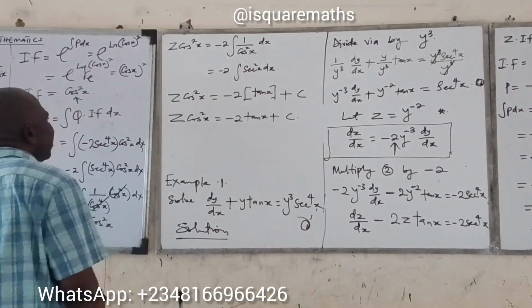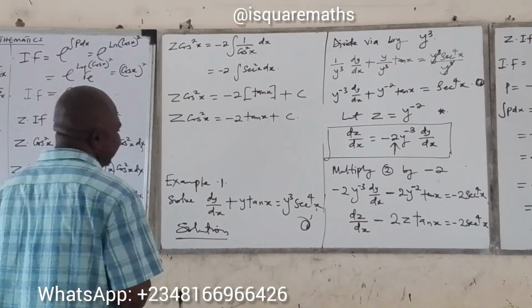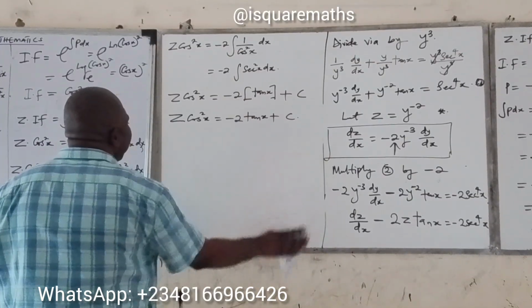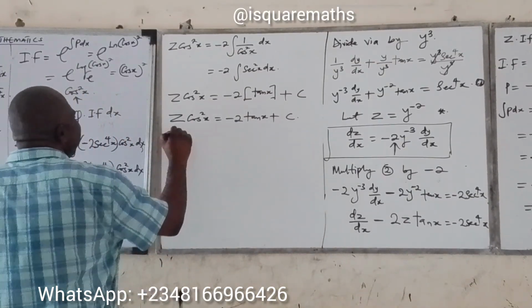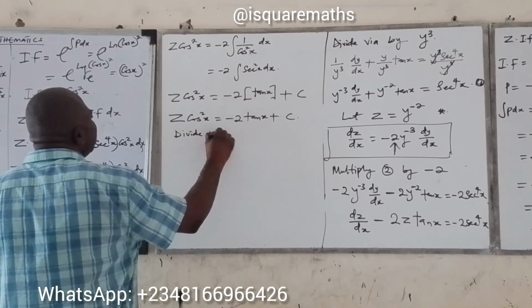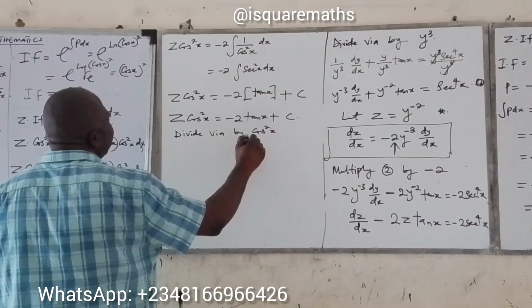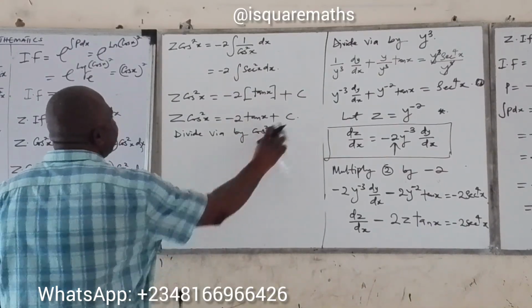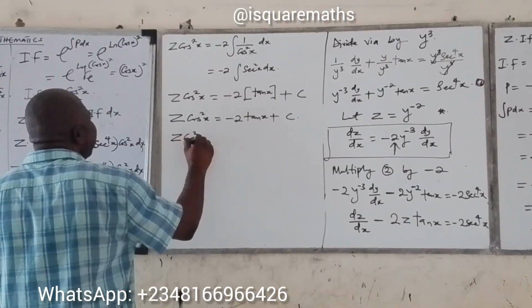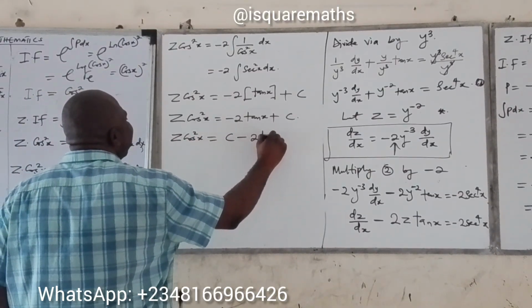So at this point, for the value of our z, we could divide through by cos squared x, or we can just leave this like this. This is the same as saying z cos squared x is equal to c minus 2 tan x.